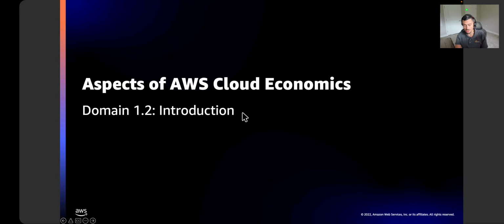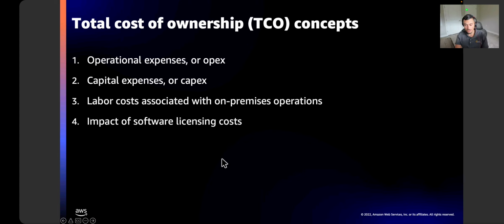All right, so moving on to domain 1.2, which is all about cloud economics. And one important thing to understand is total cost of ownership. So whether we're operating in the cloud or we're operating on premises, there are certain costs that we need to be aware about. These costs are what we need to pay for running and operating applications, right? So we have operational expenses known as OpEx. We have capital expenses known as CapEx. We have labor costs, which are mainly associated with on-premises operations. And then we have the impacts of software licensing costs.